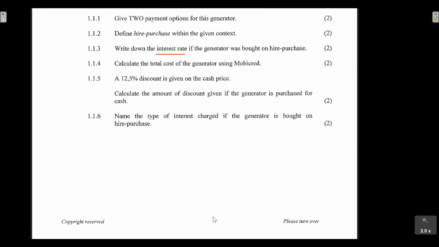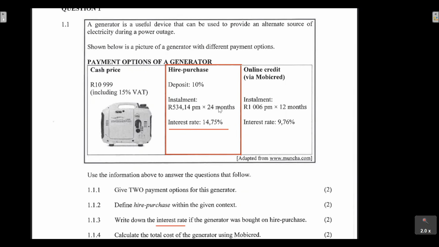14.75%. Okay, let's continue. Question 1.1.4 says, calculate the total cost of the generator using MobiKred. So how much would you pay towards this generator if you actually decided to use MobiKred? Do you realize that if you buy this generator on credit, obviously there is a particular amount of interest that you will pay. You will not pay the same amount as you would if you decided to buy this generator cash.